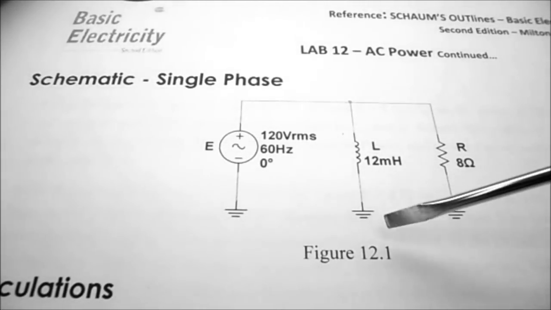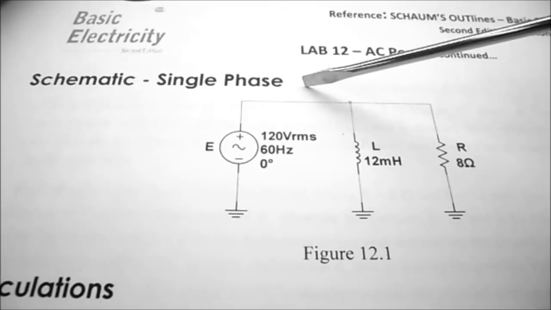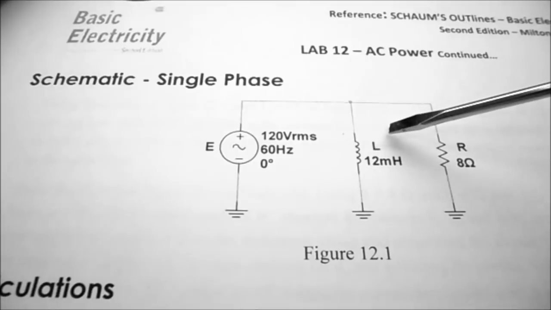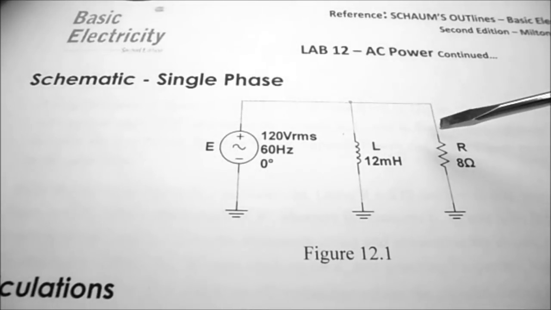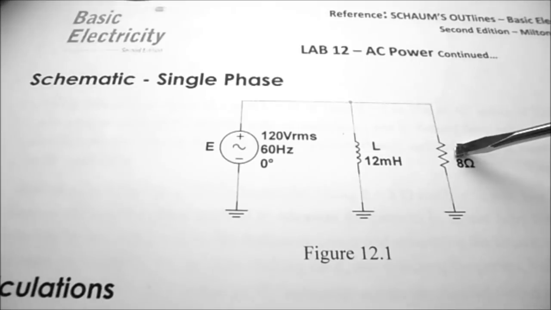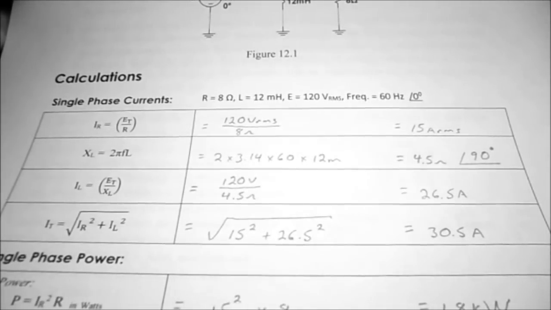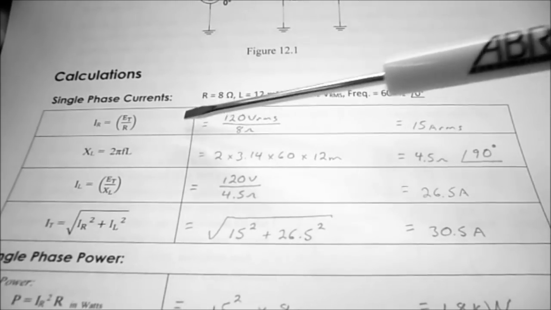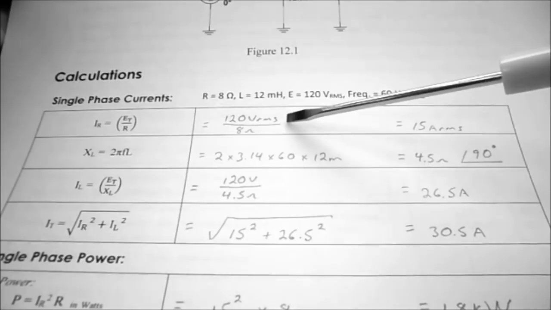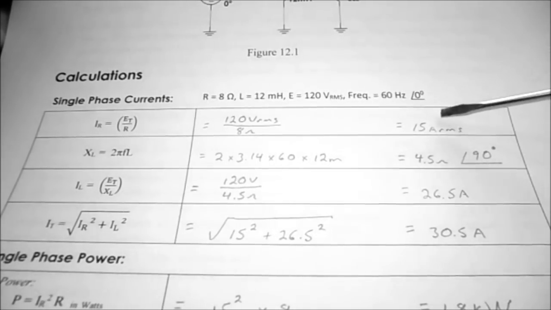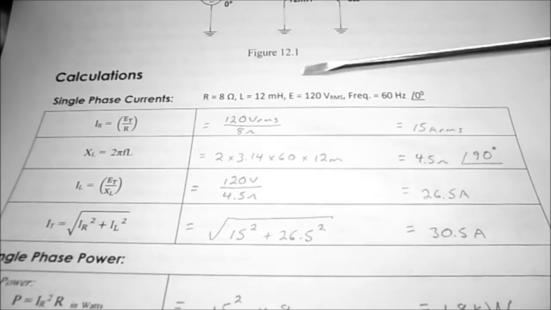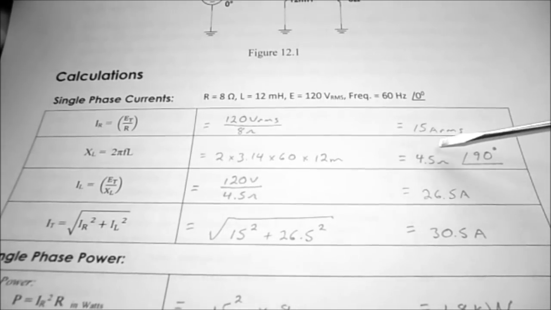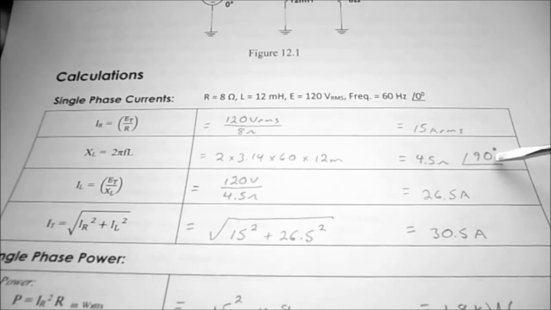So figure 12.1 is a single phase circuit with 120 volts RMS at 60 hertz going into our 12 millihenry inductor and our 8 ohm resistor. Now I've given you a page for doing your calculations. So IR is equal to ET over R, which is 120 volts RMS divided by 8 ohms, which is 15 amps RMS. XL, of course, equals 2 pi FL, which works out to 4.5 ohms. And remember, it's at an angle of 90 degrees.